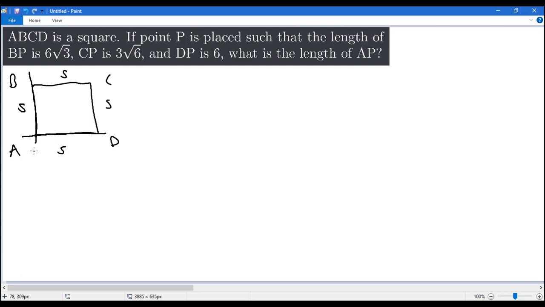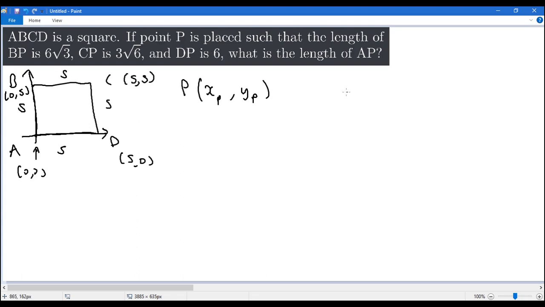Let's call A the origin. This is 0, 0. The D, which I've placed along the x-axis, is S away on the x-axis, so it's at S, 0. Similarly for B, this is at 0, S, and C is at S, S. We don't know where P is, so for now I'll just call it XP and YP. Now we can use the distance formula to find these lengths.